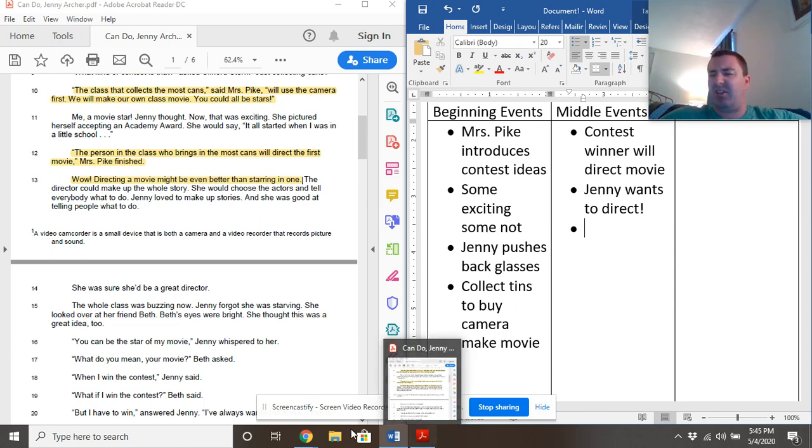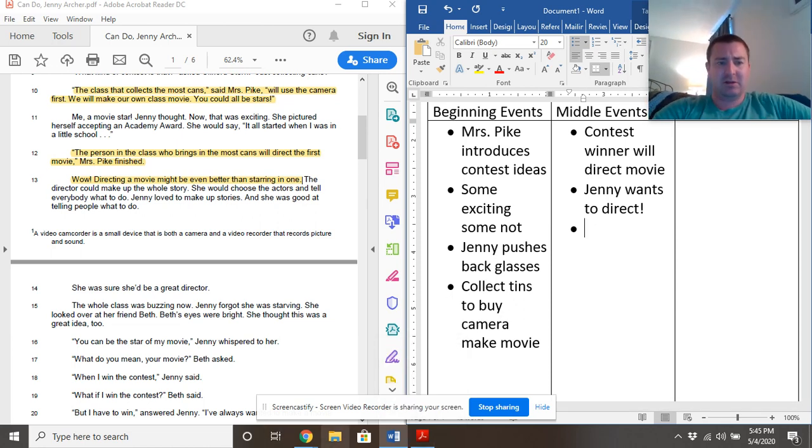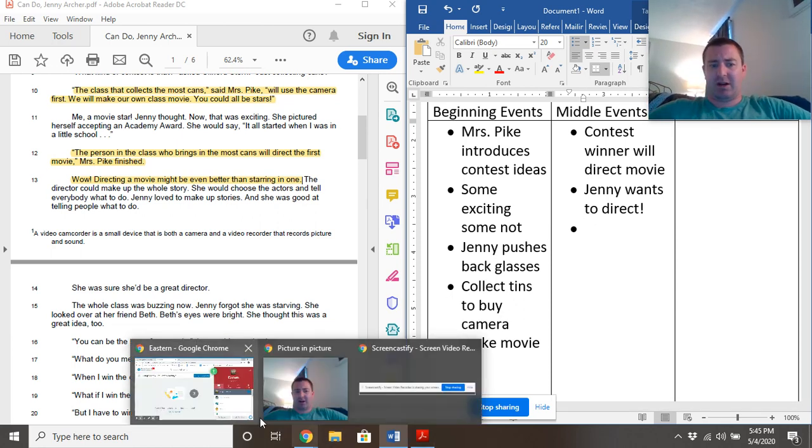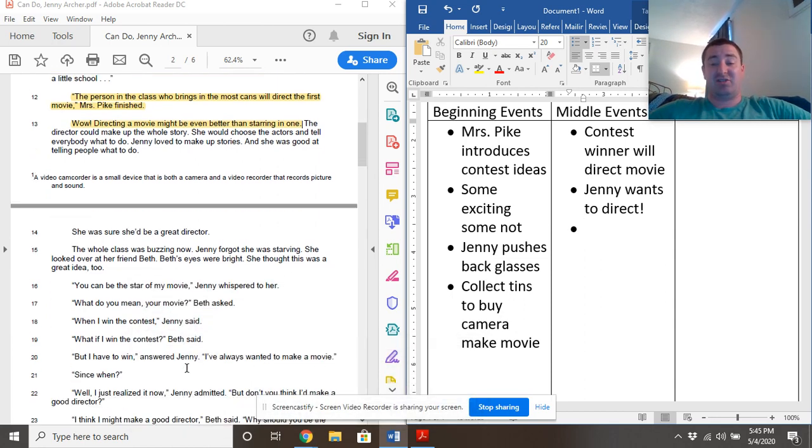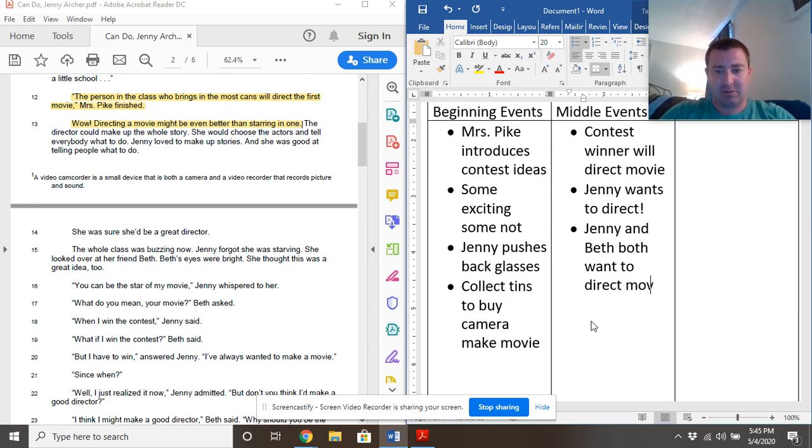And now, what's the problem in the story? Can you think to yourself, what's the problem? Jenny has a best friend, and there's something going on here. Beth also wants to direct the movie, and they are now having this conflict between the friendship. So Jenny and Beth both want to direct movie, and let's say don't know what to do about it.